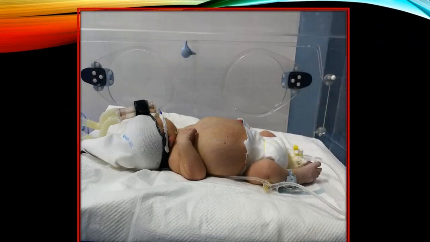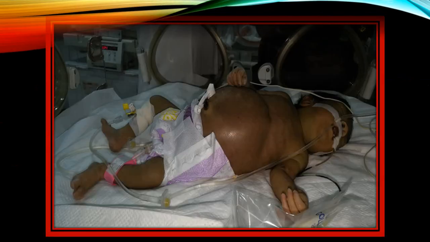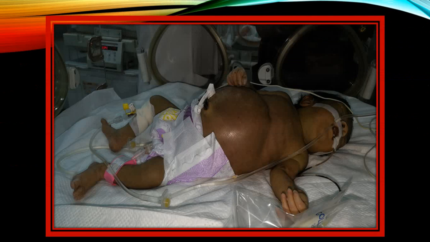Here is another picture to show the huge abdominal distension with hepatosplenomegaly. The same picture of the baby. Again, you can see here the abdominal distension, how huge it is.